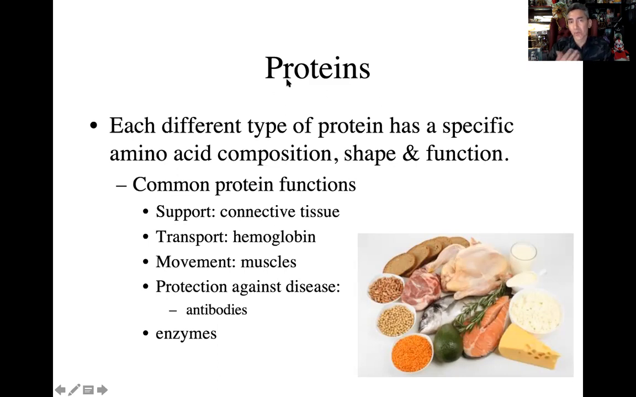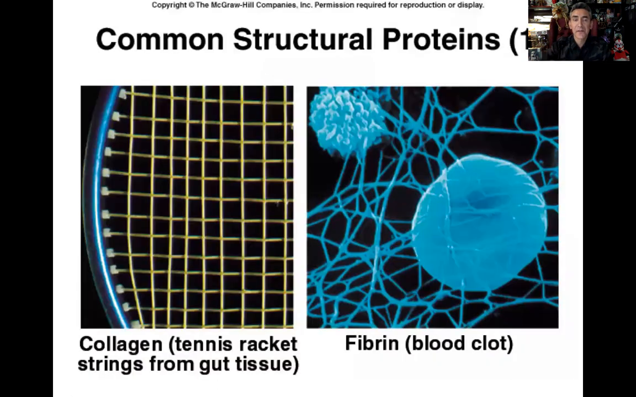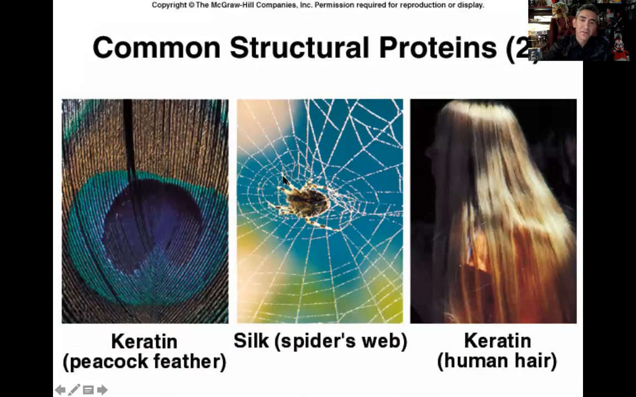So very important for normal biological health, biological physiology. So fibrin, blood clots are proteins. Feathers, webs, human skin, human nails, human hair, all of these comprise of proteins, right? Different families of proteins.